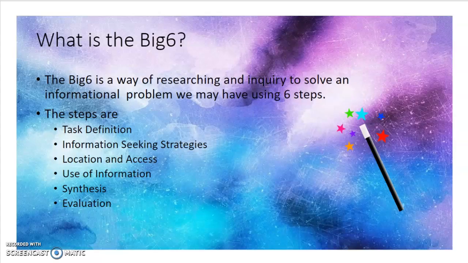The Big Six is a way of researching an inquiry to solve an informational problem we may have using 6 steps. The steps are task definition, information seeking strategies, location and access, use of information, synthesis, and evaluation.